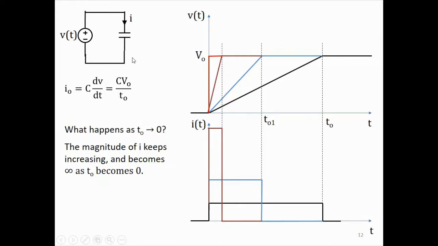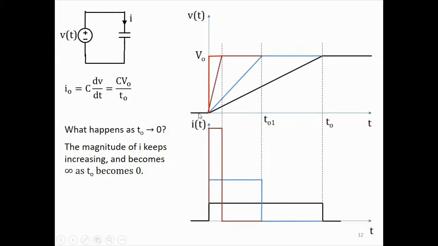Now let's think about this physically. What is happening? We are saying the voltage across the capacitor goes from 0 to some value V0. All right, which means that a charge equal to Q equal to C times V0 must be supplied to the capacitor.